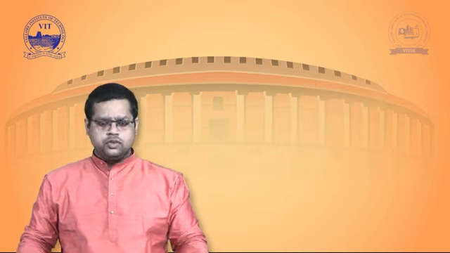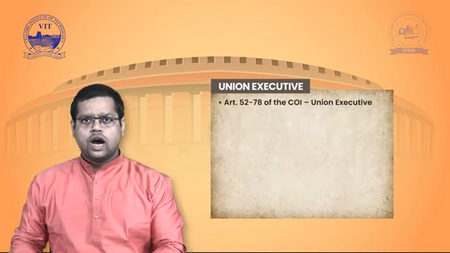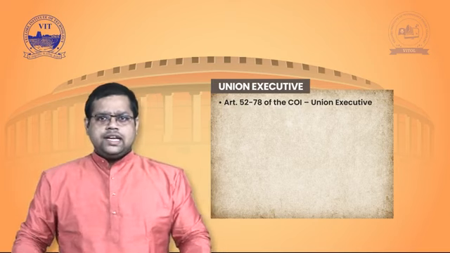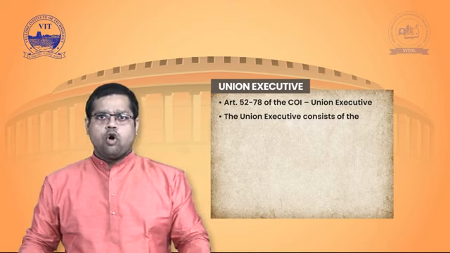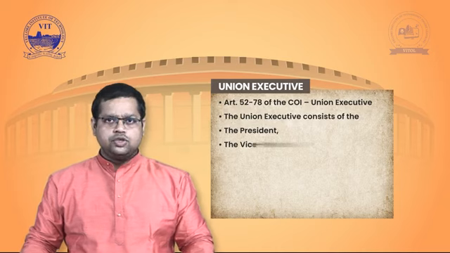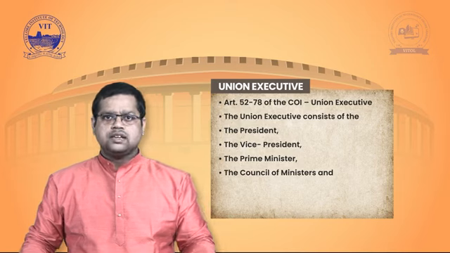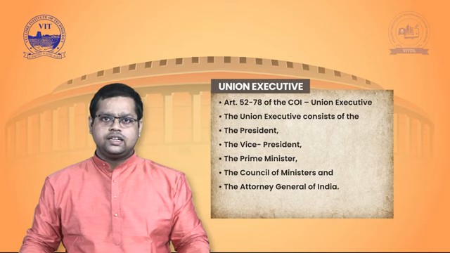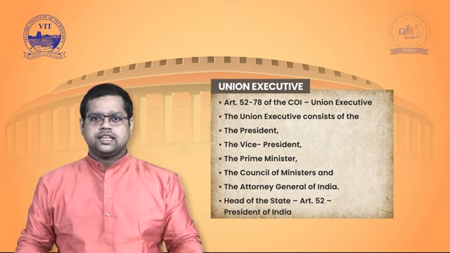The provisions for the union executive begin from Article 52 and go on up to Article 78. As we already discussed, the union executive is comprising of primarily the president at the top. After that, you have the vice president. Along with that, you have the council of ministers headed by the prime minister. And last but not the least, you have the attorney general. So this is essentially the composition of the union executive.